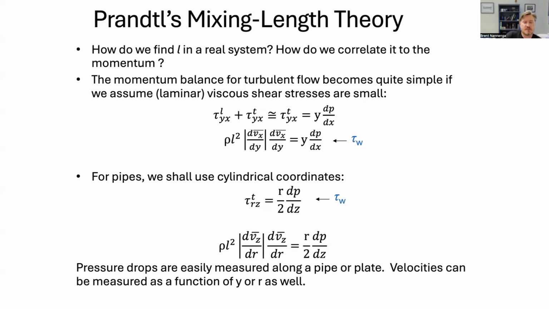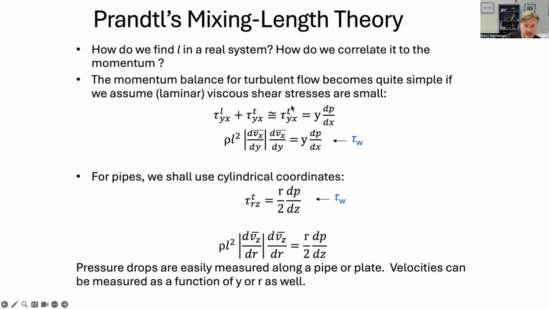So as was mentioned before, if we're going to assume that the laminar viscous shear stresses are small, and it's mostly the turbulent Reynolds stresses that are dominating, that would be the laminar ones here and the turbulent ones here. We're going to say, hey, you know what? These are very, very small. These are much larger. So both of these together are really mostly equal to just the turbulent stresses. So then the turbulent stress for yx is just equal to y times our pressure variation with respect to x.